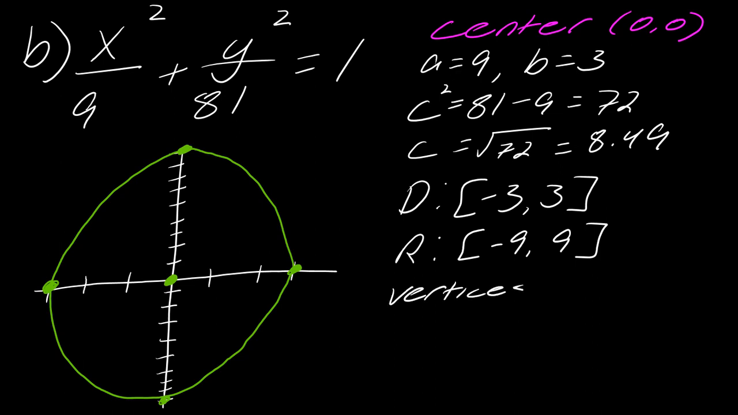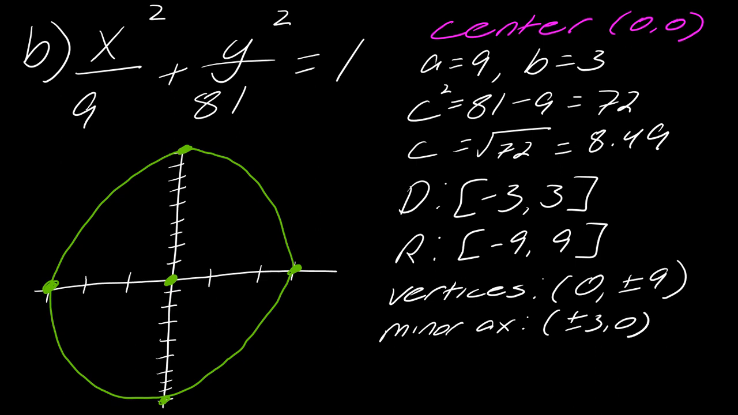My vertices, just to save space, I'll write as 0, plus or minus 9. You know that those are 2 points. And then my minor axis endpoints are going to be plus or minus 3, 0. So vertices are these points here. Minor axis endpoints are these points here. So we've got almost everything that we need now.